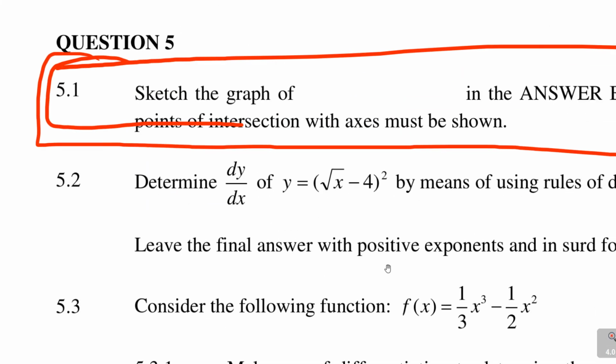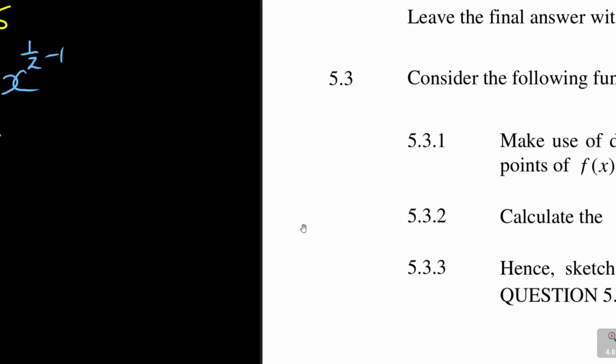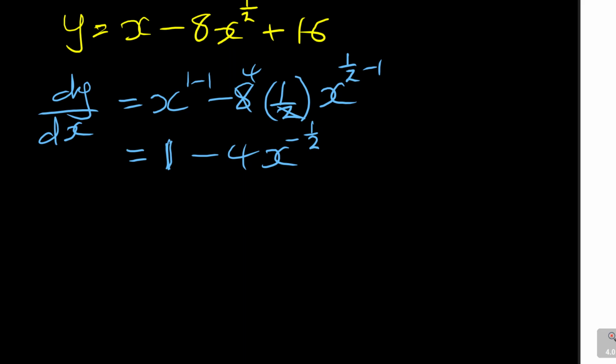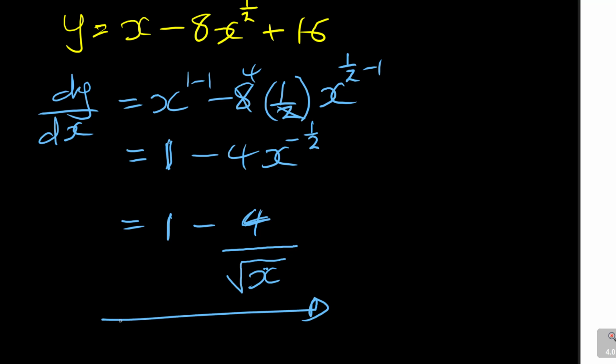Let me see the question. They're saying leave your answer with positive exponents and in surd form. So they need us to rewrite this. They wanted it in surd form, so it's going to be 1. I can leave the 4 as it is. Just leave the 4 because it's on top, you see. When it doesn't have an exponent, it's on top. So it'll be 1 minus 4 over root x, because that becomes x to the power half, which is root x. Perfect, you're right.